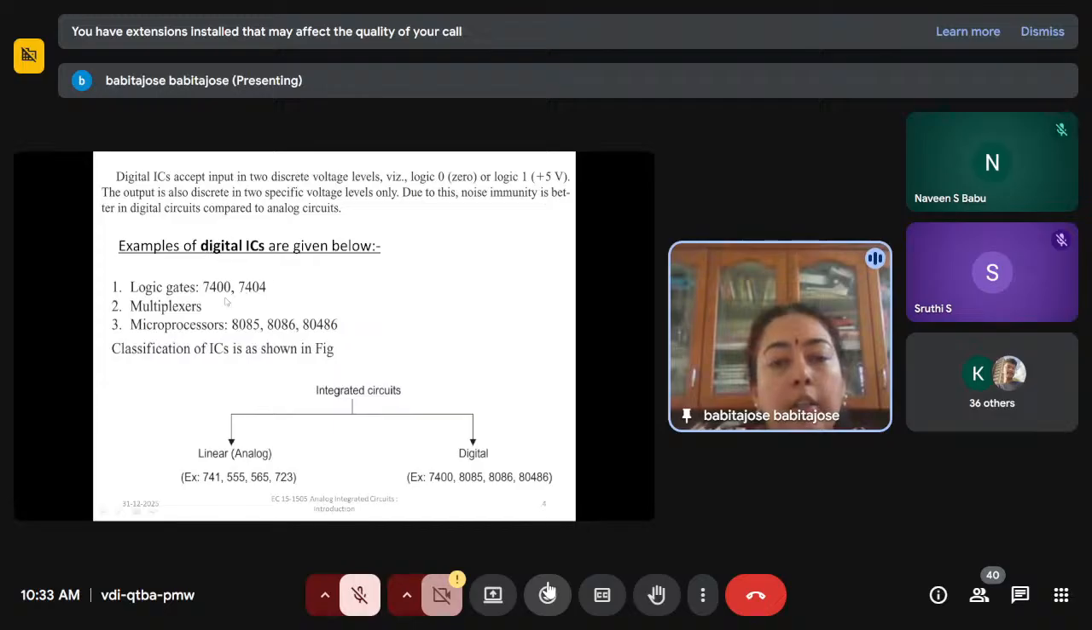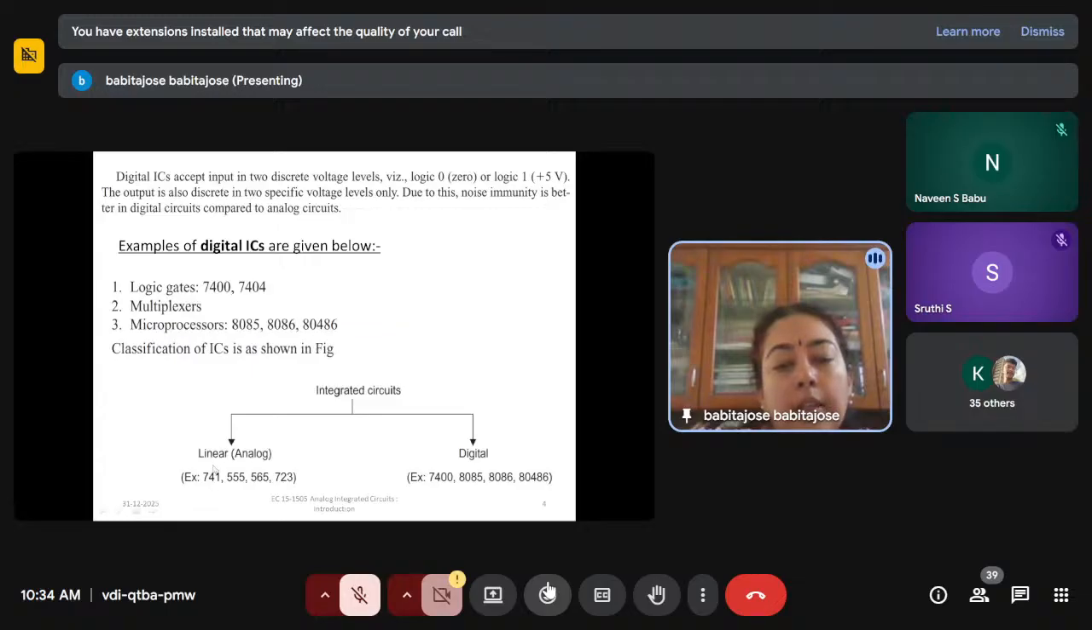you have already done your digital, that is logic gates 7400, 7404, where the output is digital. You have only 1 or 0. Multiplexers, microprocessors, all these come under digital IC. So it accepts the input in two discrete voltages, that is logic 0 and logic 1. Output is also discrete with two specific voltage levels. So those are the two classifications of integrated circuit, linear ICs and digital ICs.